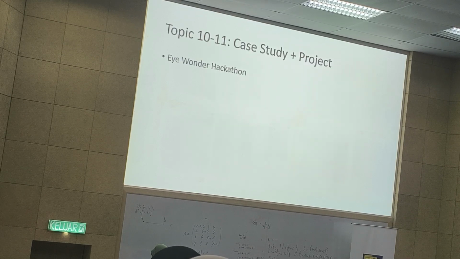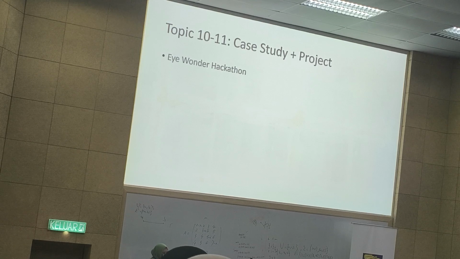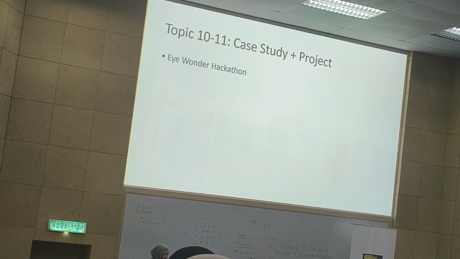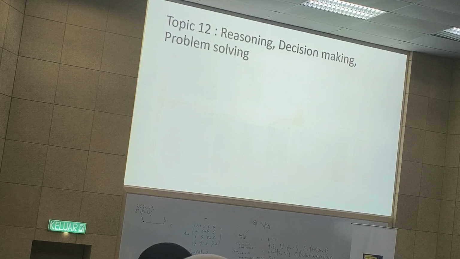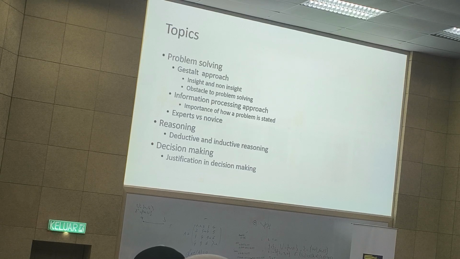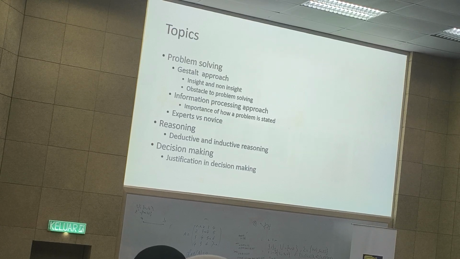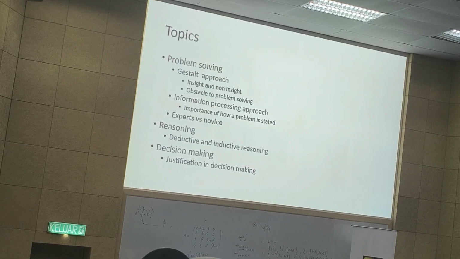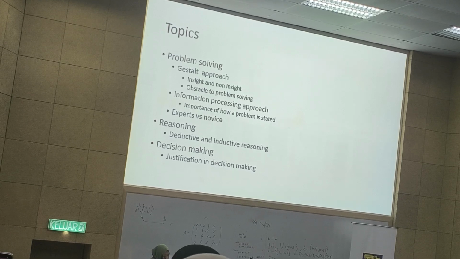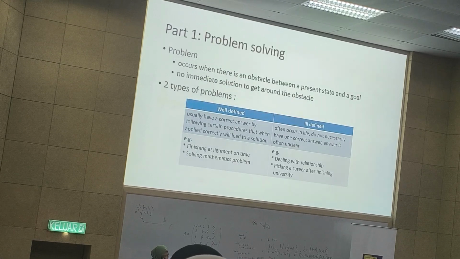So topics 10 and 11 are not so much topics. It was basically just for you to do your project, which is the hackathon itself, so there were no specific topics on that. We went on to topic 12, which is on reasoning, decision making, and problem solving. We covered, in this order, what problem solving is, how problems can be solved, and what approaches there are. Then we look at reasoning and decision making.